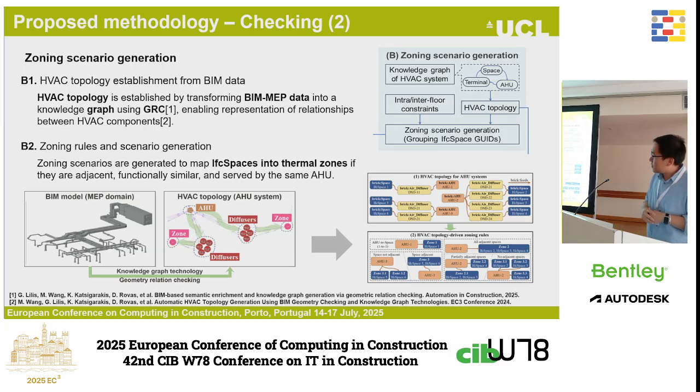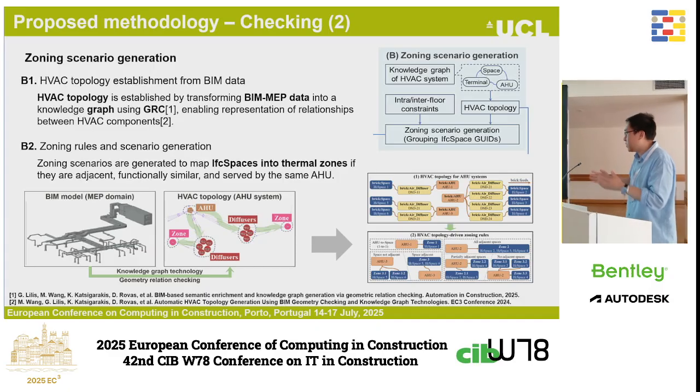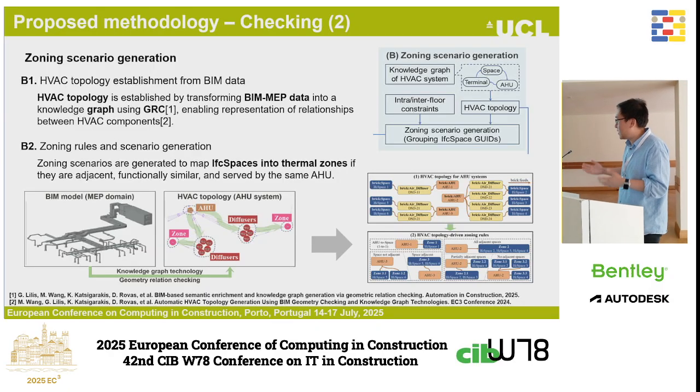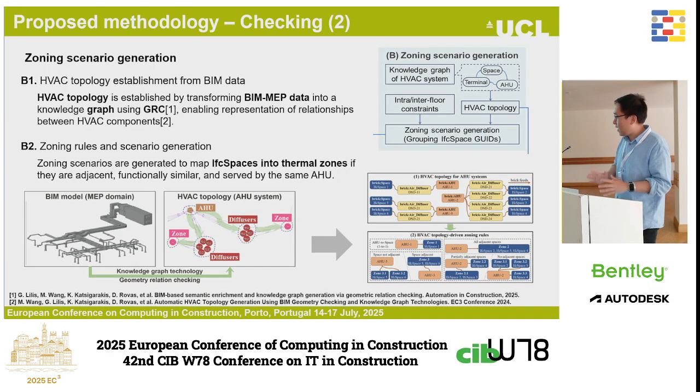The second part is the zoning rules and scenario generation. The zoning scenarios are generated to map multiple IFC spaces into thermal zones. Maybe one thermal zone, maybe two, maybe several thermal zones. That depends on whether they are adjacent or functionally similar, and they have to be served by the same air handling unit, AHU. They have to be served by the same ventilation system. There's another citation where you can find more details.